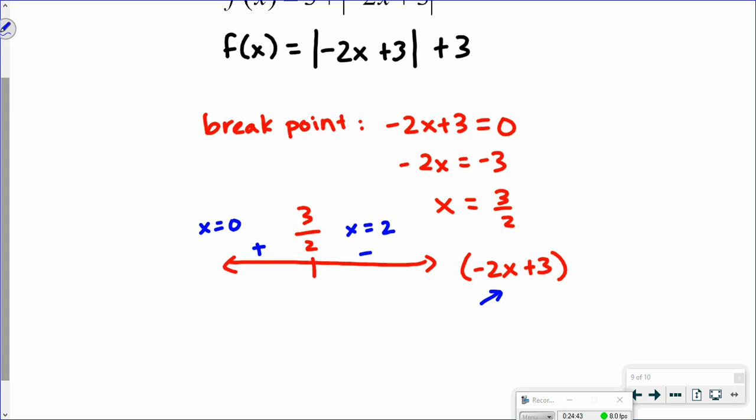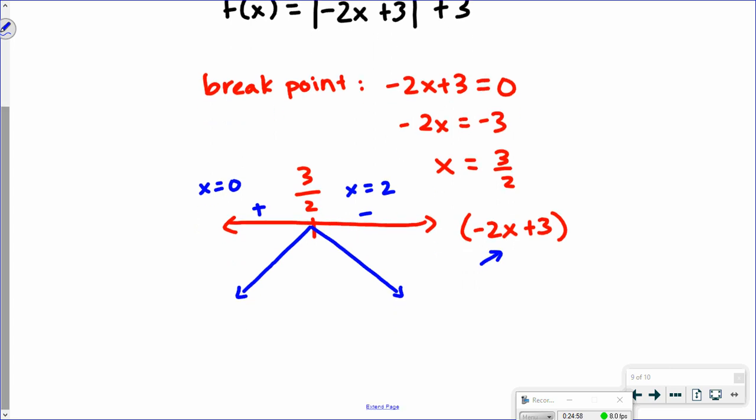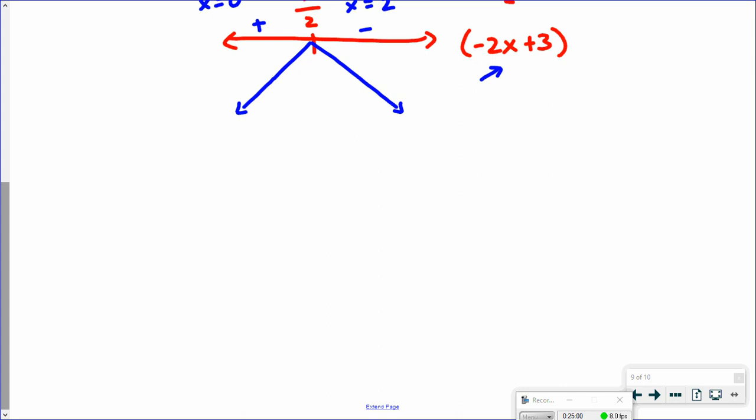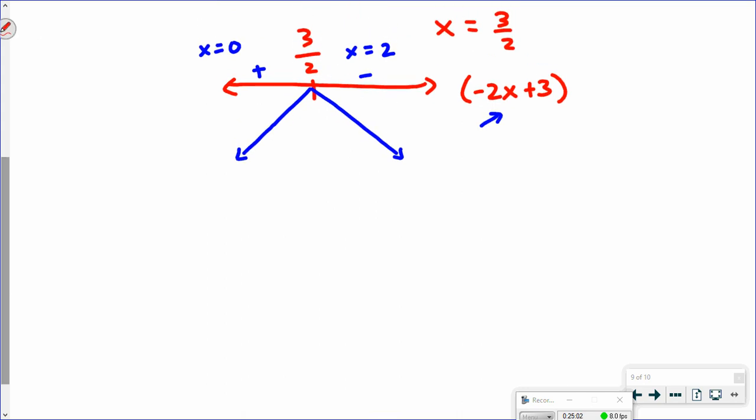Okay, so this time, I have a positive slope on the left. So that's going to look like this. And a negative slope on the right, so that's going to look like this. This is just to help visualize. My answer is going to be writing the piecewise function.